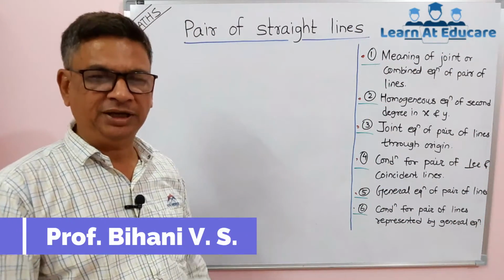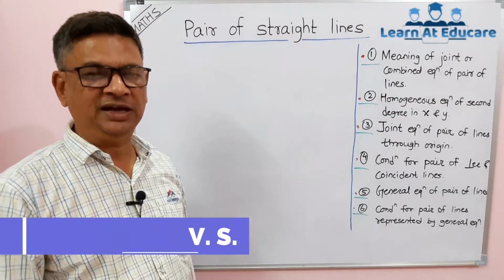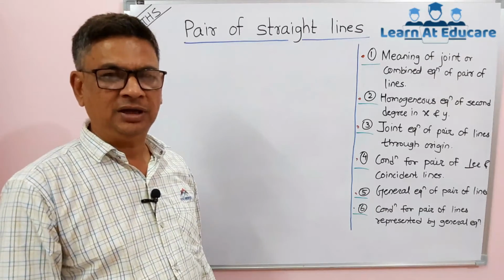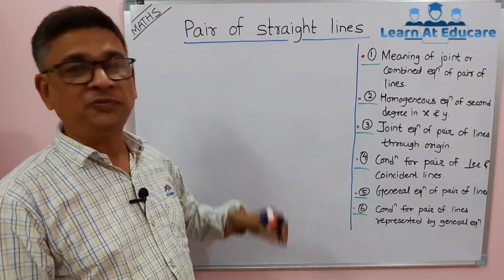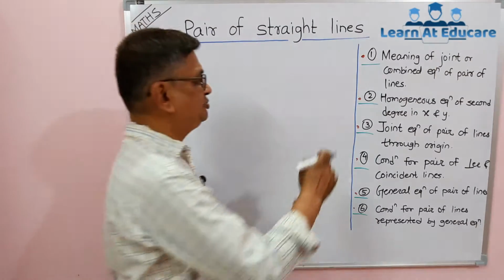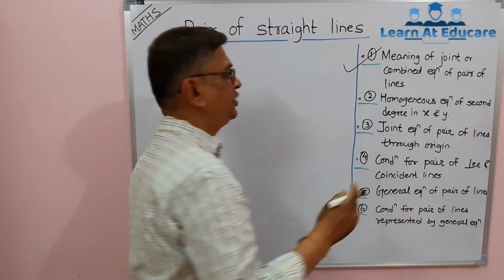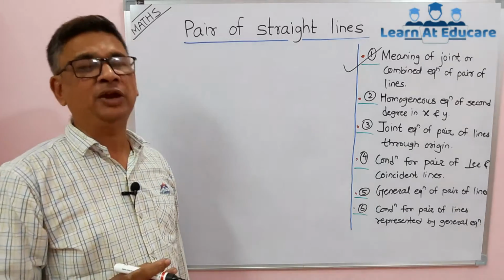This is Vinod Bihani and we are going to see, after a single line, how to represent a pair of straight lines in a plane on graph paper. The first part is to see the meaning of joint or combined equation of pair of lines.